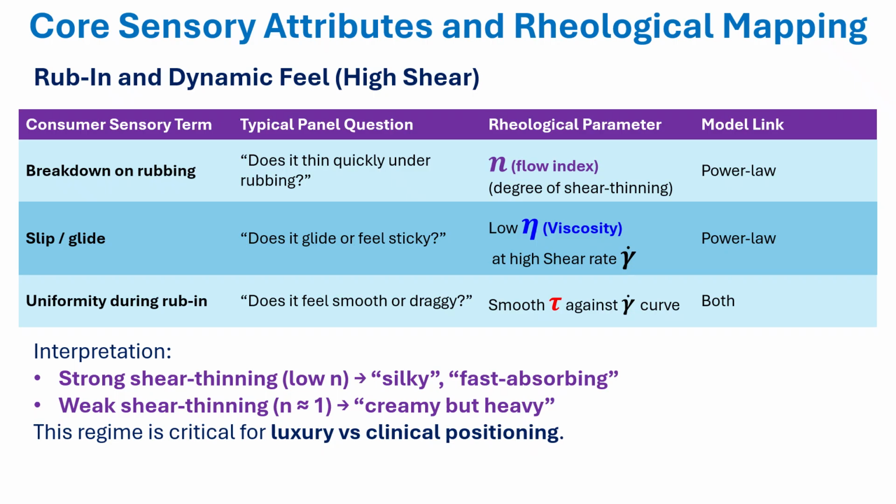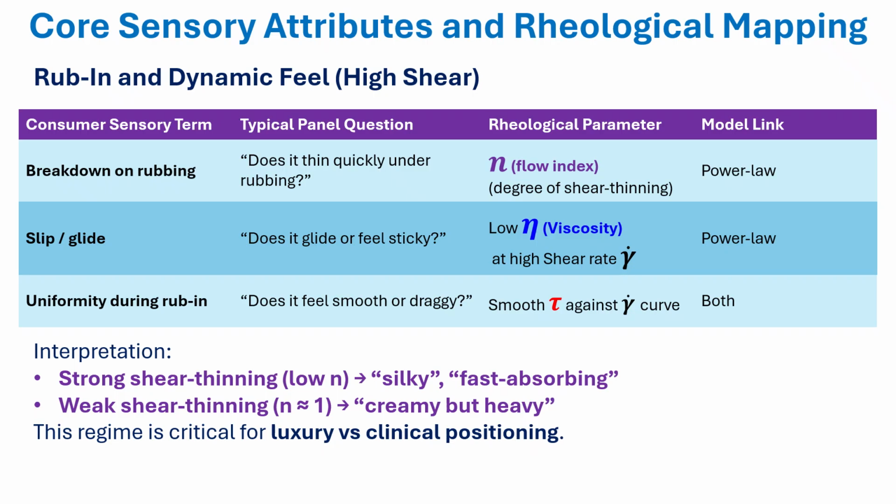From a rheological point of view, this behaviour is again covered by shear-thinning. Products with a low flow index N show a strong reduction in viscosity as shear rate increases. This gives a sensation that the product is becoming lighter, more fluid as rubbing continues. A product that does not shear thin as much will retain a high viscosity at a high shear rate and may feel heavier and more resistant, even late in the application process. This is often associated with more clinical or functional formulas rather than luxurious textures.